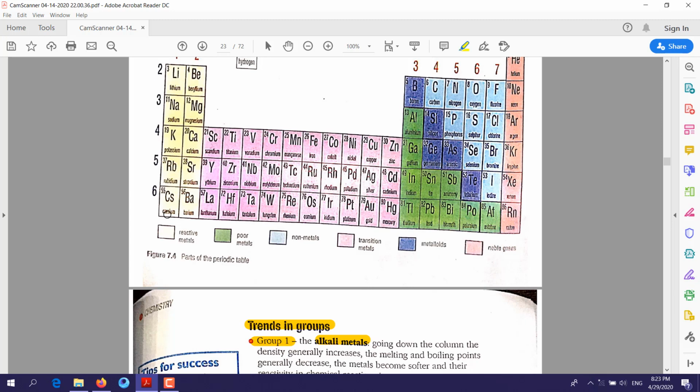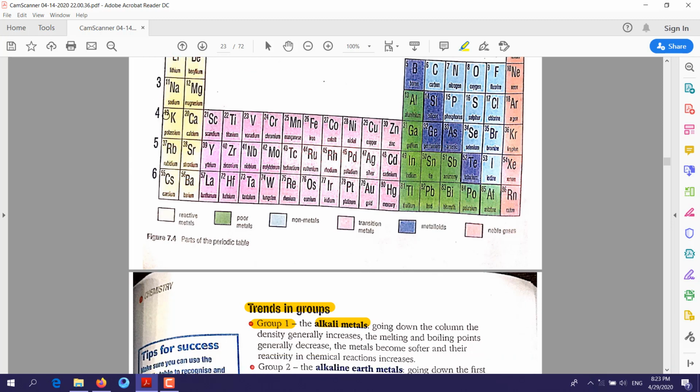The density of these elements will change. When we go down, their density will increase. At the same time, the melting and boiling points will decrease. Melting point, boiling point, as much as you go down, they will decrease. These metals will be softer when you go down, and their reactivity will increase.